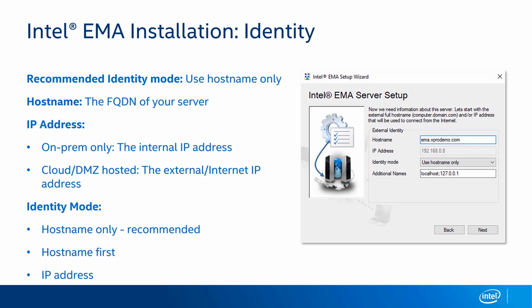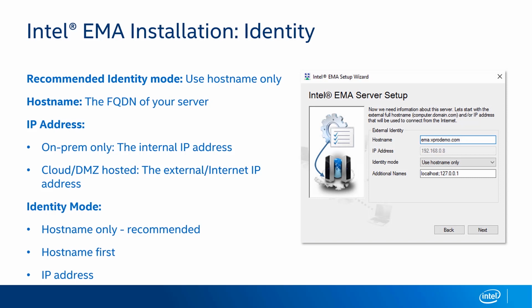However, there's all the scaling problems that come with using just an IP address. If you're using a cloud provider where you have an IP address that changes, well, then all of your systems aren't going to be able to find it. So again, stick with an FQDN. And digging in a little more to that, we say hostname only in terms of the identity mode is what we prefer. You have the option of being able to use a mix of hostname and IP address. But again, we recommend the hostname only.